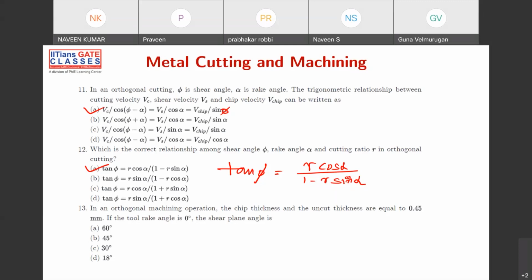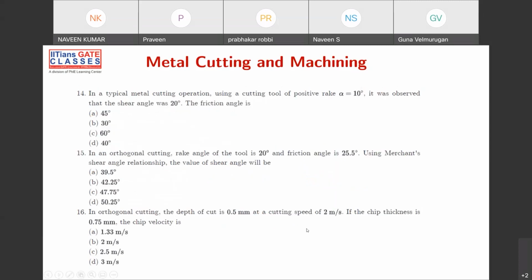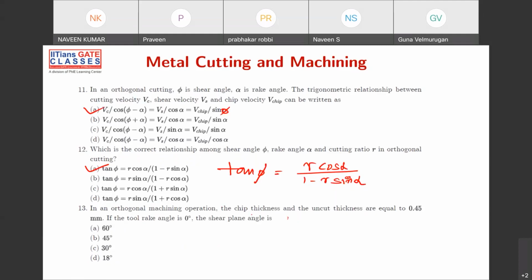Come on, only one answer. What happened? You have to use the same formula, right? The previous formula. Tan phi is equal to R cos alpha by 1 minus R sin alpha, you have to use. What is R, guys? Yes, chip thickness ratio, not cutting ratio, chip thickness ratio. Okay, so they are saying chip thickness and uncut chip thickness are equal. In the sense T1 by T2 is what? 1. Right? Yes or no? And this 1 is what? R. Substitute the formula. Now, what is alpha? Alpha is given 0. Oh, easy.